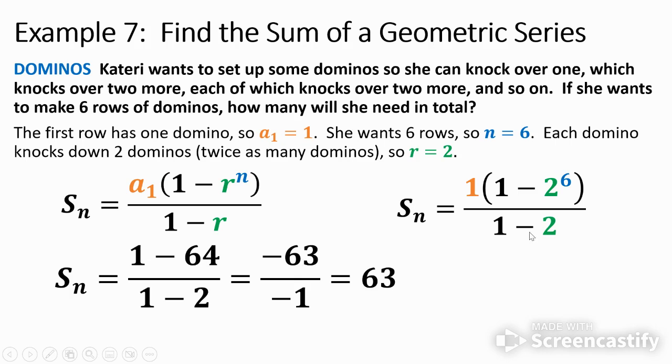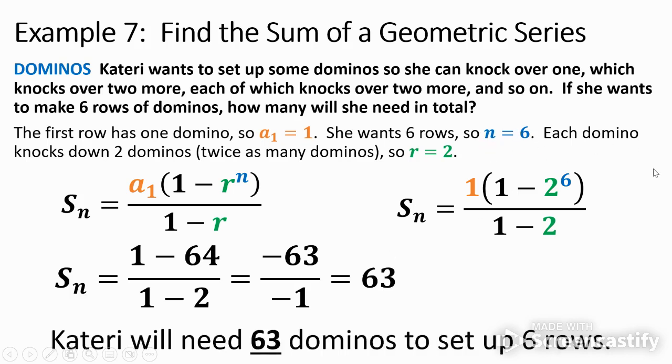In the denominator, we have 1 minus 2, which is negative 1. Negative 63 divided by negative 1. A negative divided by a negative is a positive, and 63 divided by 1 is 63. So 63 is equal to the sum of our first n terms, in this case, the sum of our first 6 terms. So that being said, Kateri will need 63 dominoes to set up 6 rows to knock down the way that she plans on knocking down dominoes.